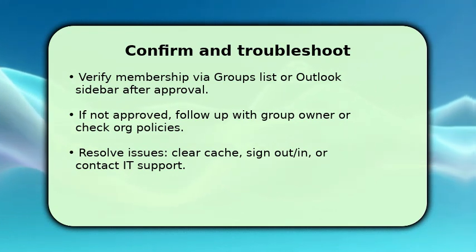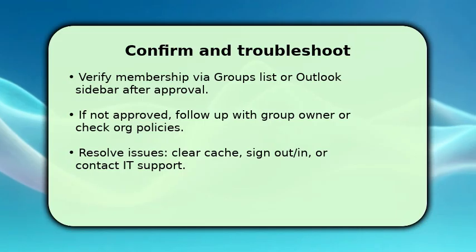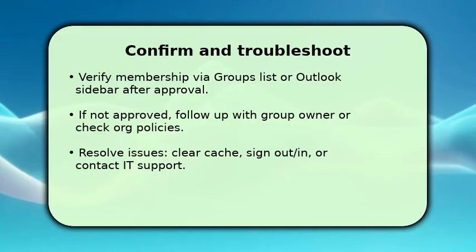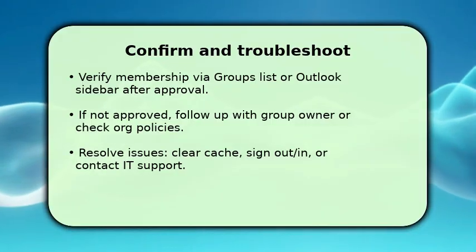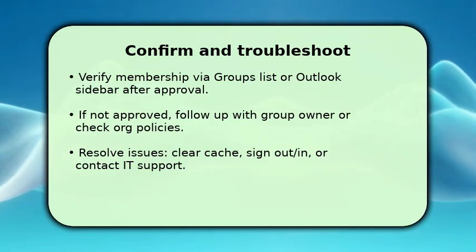If approval doesn't arrive, follow up with the group owner or your manager because manual approvals are common and explain why delays happen. If buttons are missing or errors appear, clear browser cache or sign out and sign back in, and make sure you use the correct account. If problems persist, contact IT with screenshots for faster resolution.